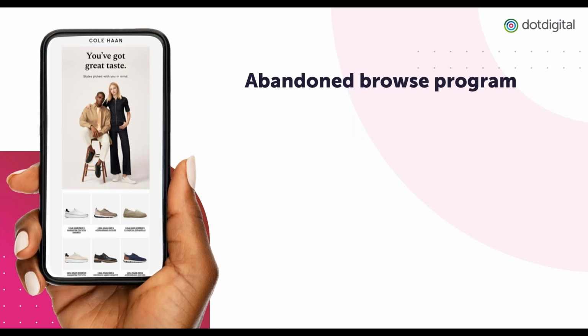So in this example, we've looked at an abandoned browse program. Abandoned browse programs are great, especially when they include AI product recommendations. AI product recommendations are a great way to personalize and create highly relevant content. In this abandoned browse campaign from shoe brand Cole Haan, this example uses AI product recommendations to showcase additional products in its catalogue based on the recipient's browsing history.